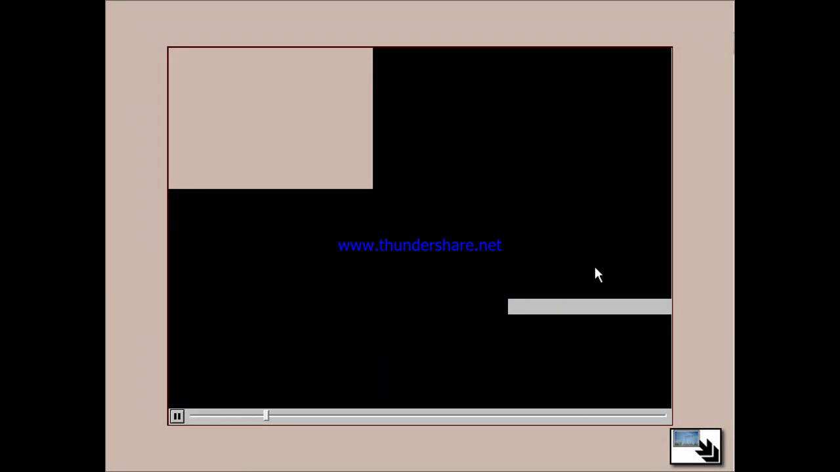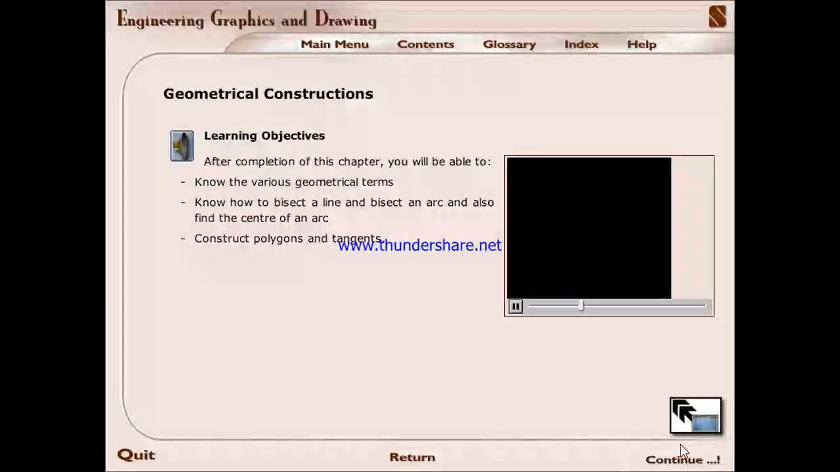Engineering drawing involves several basic geometric operations like division of lines and arcs, construction of various polygons, and many more. This session will help you to see and learn how to bisect a line or an arc or an angle, find the center of an arc, and construct a polygon of any number of sides.